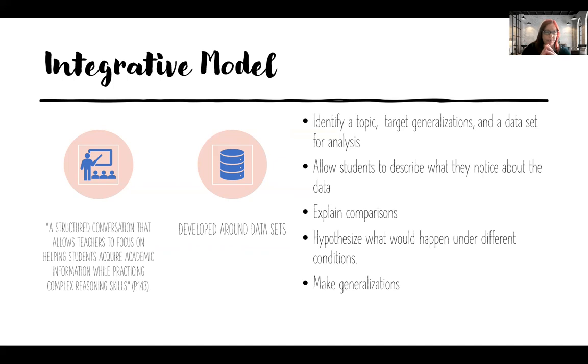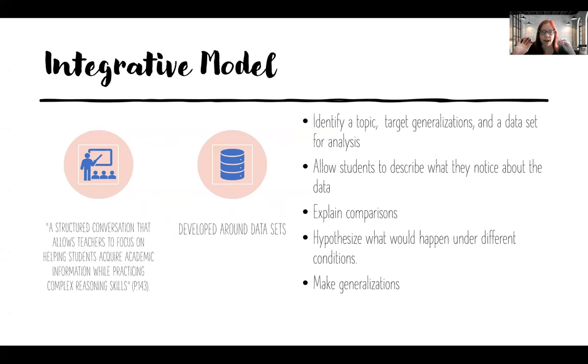I would really highly encourage you to read the example in the textbook because it's a complex and more advanced learning model. And so the steps for this are identifying a topic, and you're going to target some generalizations around that topic and a data set that you can use for analysis. So let's say in science, we're writing about the states of matter, solid, liquid, and gas. And so maybe my target generalization is that temperature impacts the state of matter something is in. And so we have this connection. This is a generalization that I want students to understand.